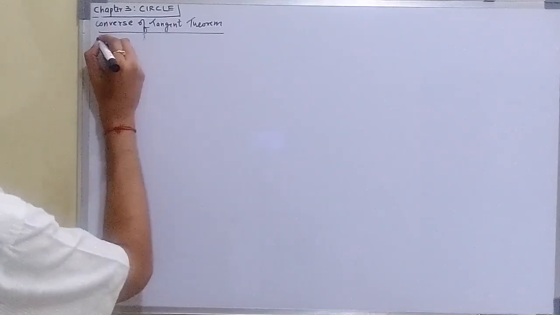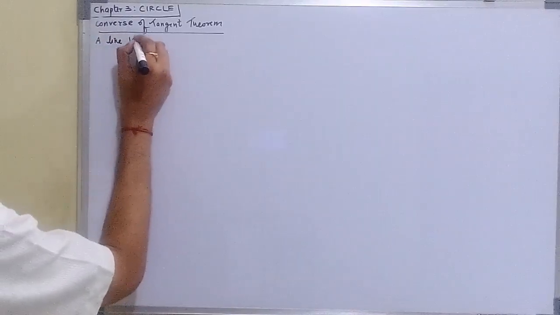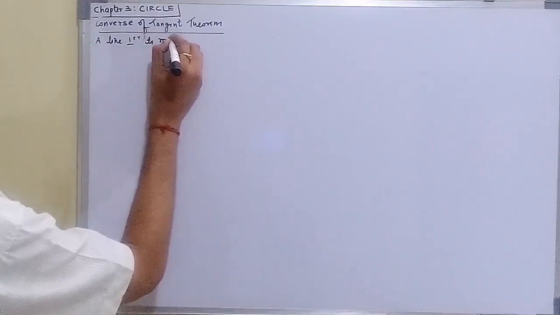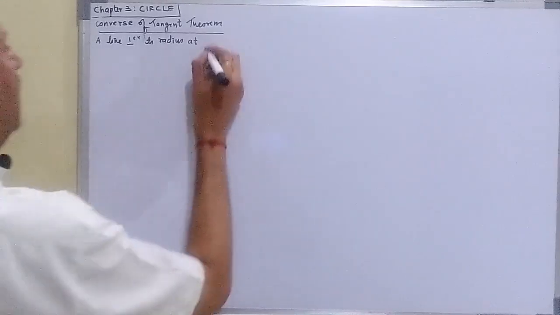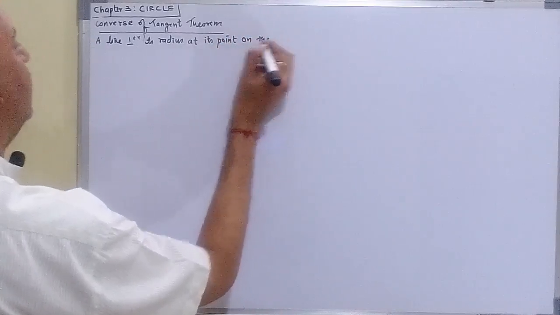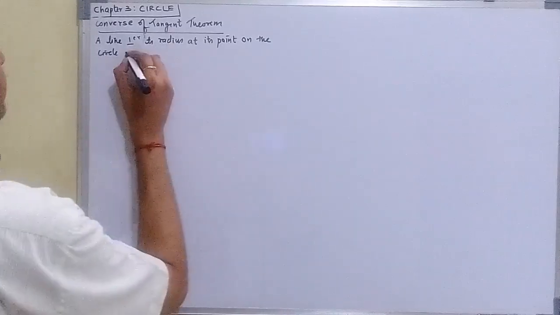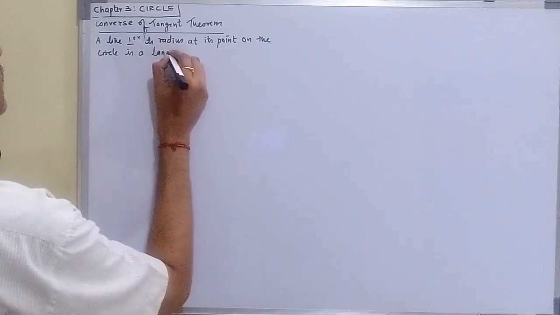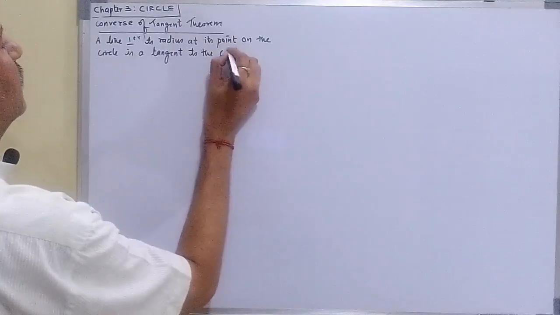क्या स्टेटमेंट दिया उन्हें? Line perpendicular to radius at its point on the circle is a tangent to the circle.